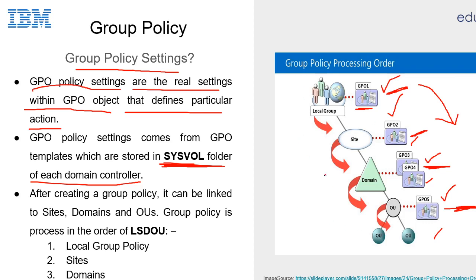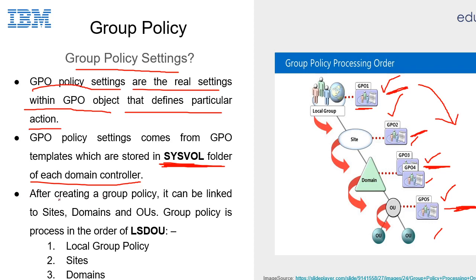So if here we have 1, 2, 3, 4, 5, so we have four domain controllers here. Each domain controller will have a separate SYSVOL folder. So the policy settings will be stored in that location.